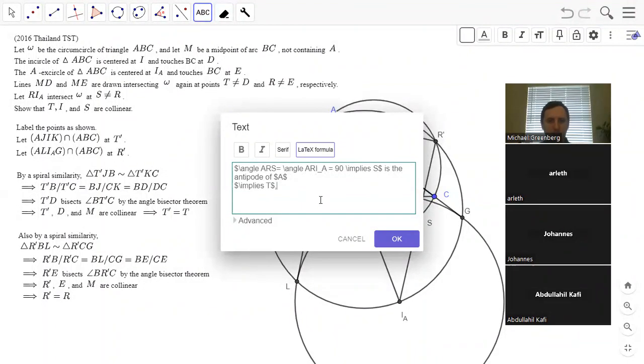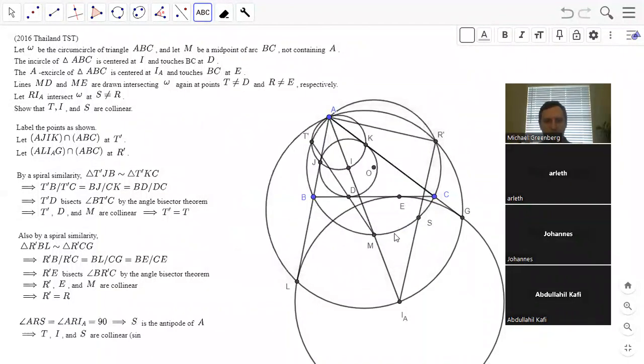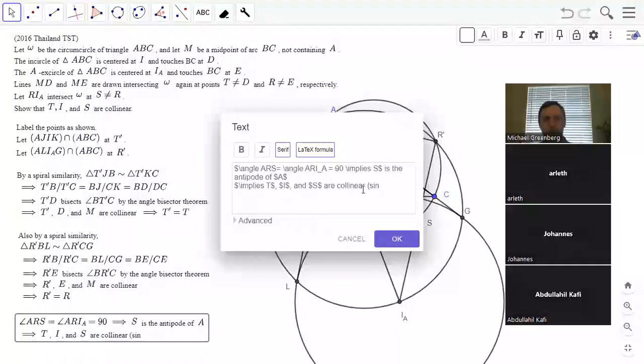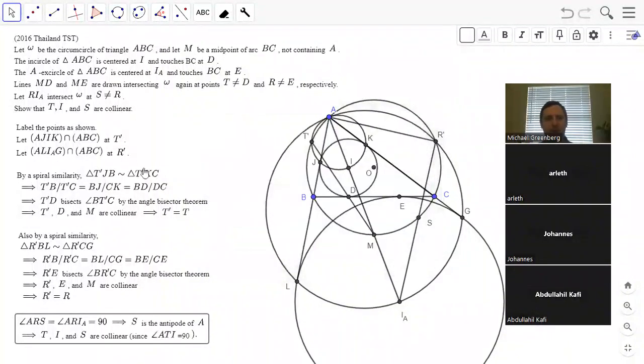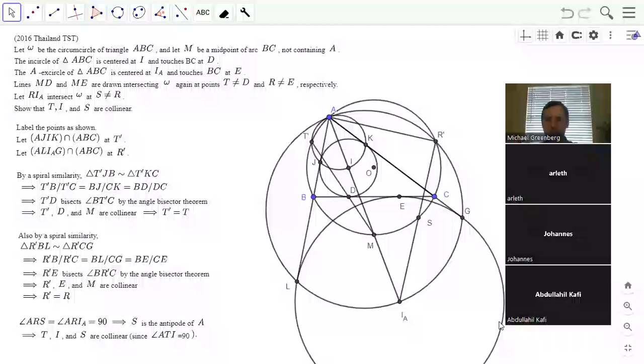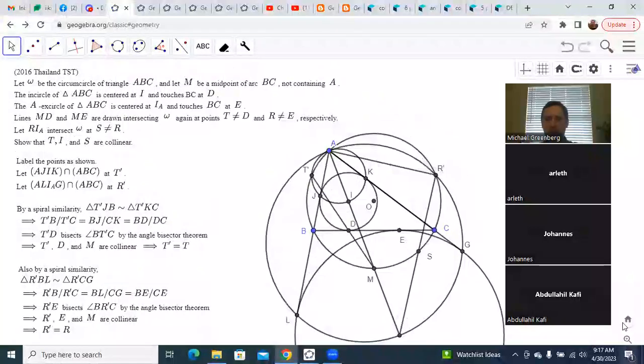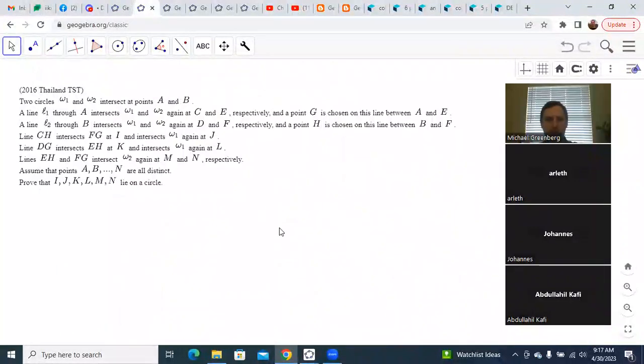Oops, I'm getting off this here. And that since angle ATI equals 90. All right, let's move on to the next one. So yeah, we solved this pretty fast. Thailand is usually not that easy, but we just knew these tricks and it made things a lot easier.